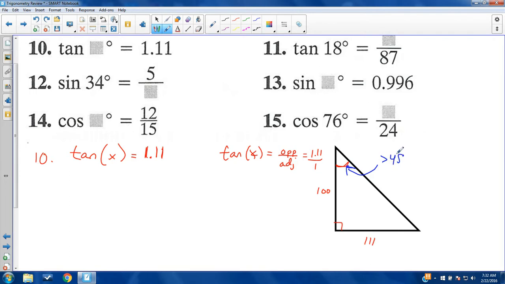So just keep in mind when you solve for your final answer, make sure you know that if you get something less than 45 degrees, you might have done something wrong. Okay, let's solve for x.